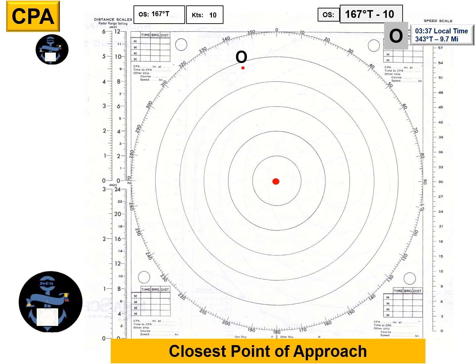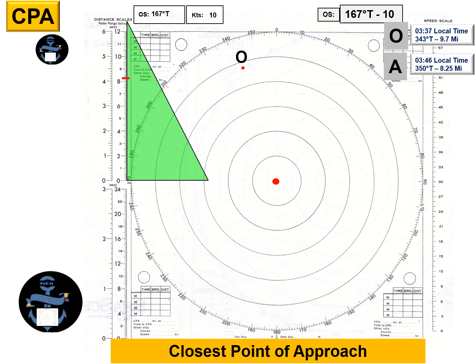So the radar operator told me about the second position. We call this position A. A meaning actual. Actual is the last position. 0346 local time, bearing 350, distance 8.25 miles. So I'm going to do the same procedure. Compare the scale. Okay, this is the second position, the last position, O and A.